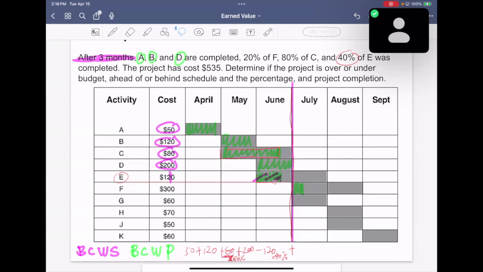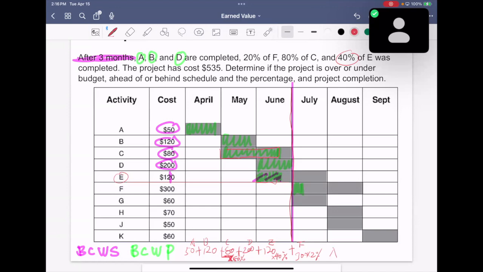Okay. So this is A, B, C, D, and this is E, and you have F. F is 300 times what? 20 percent, right? So this is your BCWP. Any question?